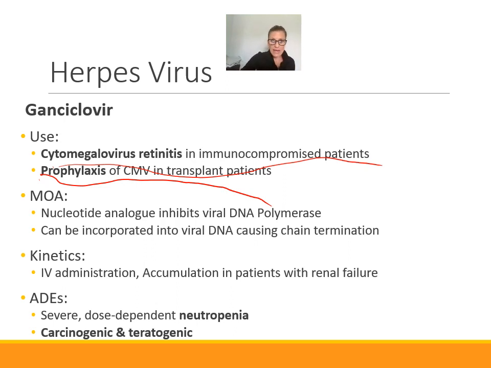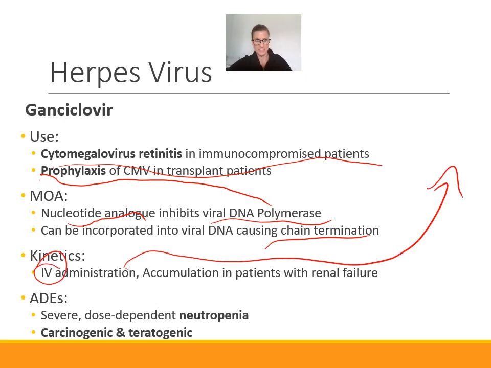Ganciclovir is a nucleotide analog, so it appears to be a nucleotide, but it's not correct, right? There are structural differences. So it inhibits the viral DNA polymerase. Ganciclovir can actually be incorporated into the viral DNA as well. So it gets incorporated into the viral DNA, and then because it's not the correct actual nucleotide, it's not the correct structure, chain termination occurs. So you stop the elongation of the DNA. Ganciclovir is given via IV administration.